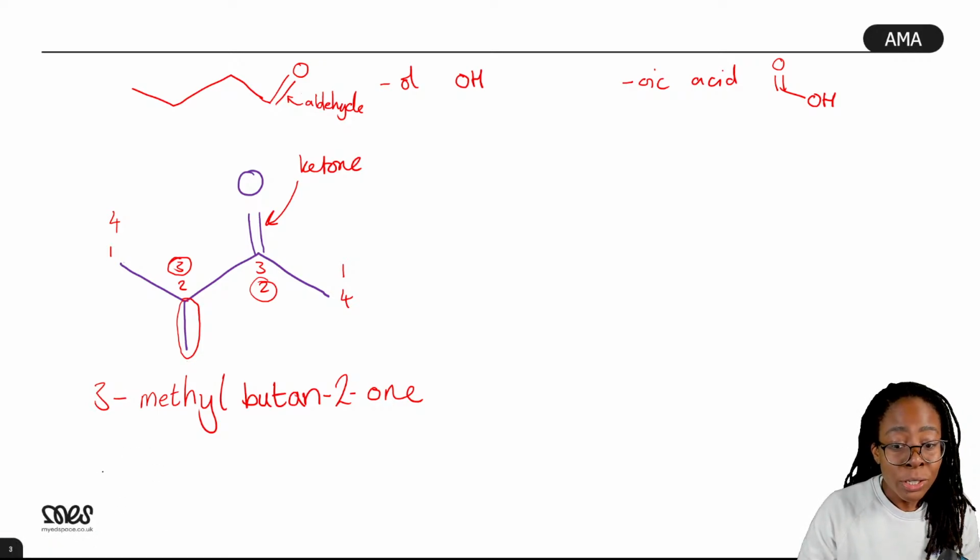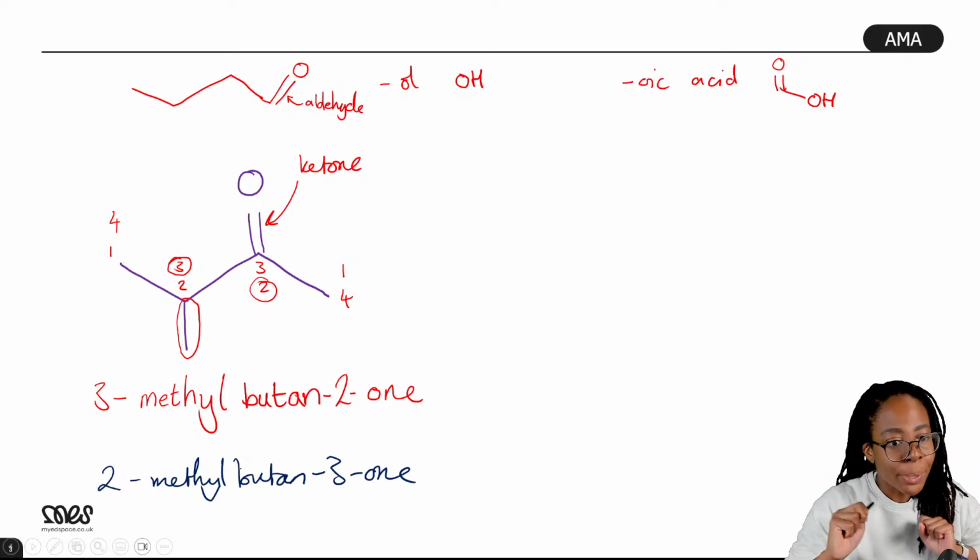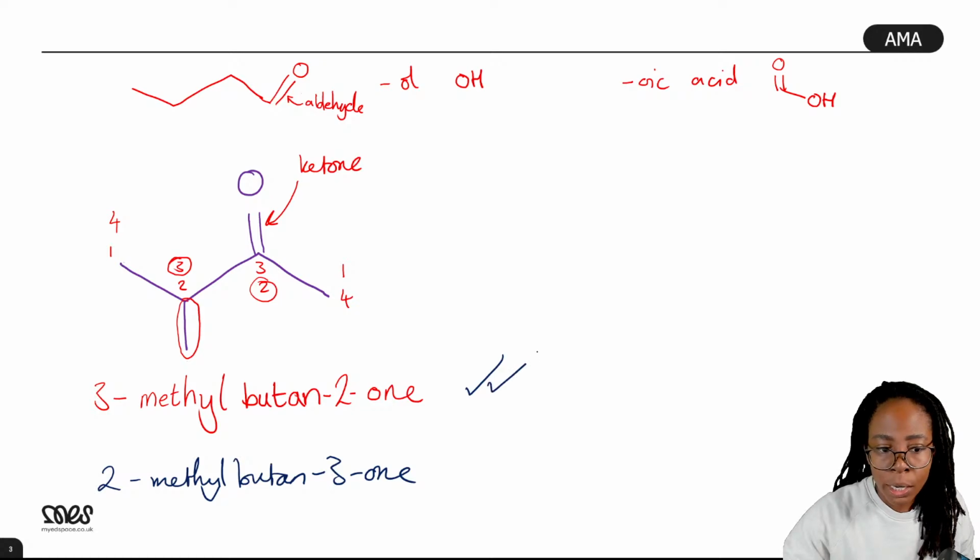Notice we could have said, in theory, 2-methylbutan-3-one, and that still gives us the same numbers overall. It's still a 2 and a 3, but why is it this one and not that one? Oh, I'll answer that question in a moment, A. Good question.